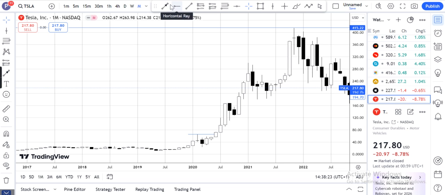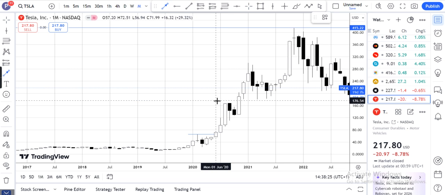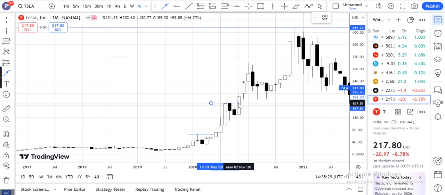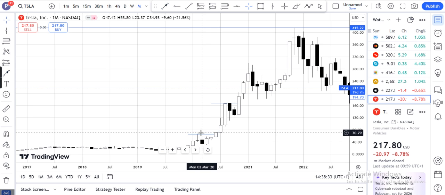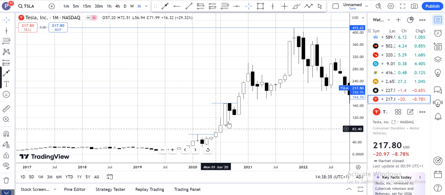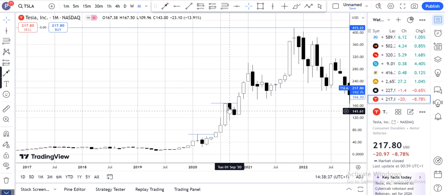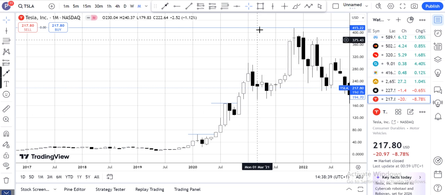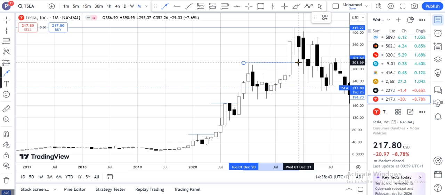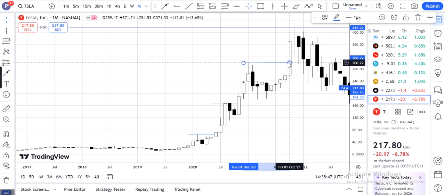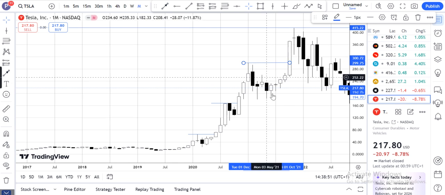So we check the other break of structure, which is at this point. We had a break of structure around here, that was 2020. We had another break of structure again around 2020, and we had another break of structure at this area, which is in 2021.